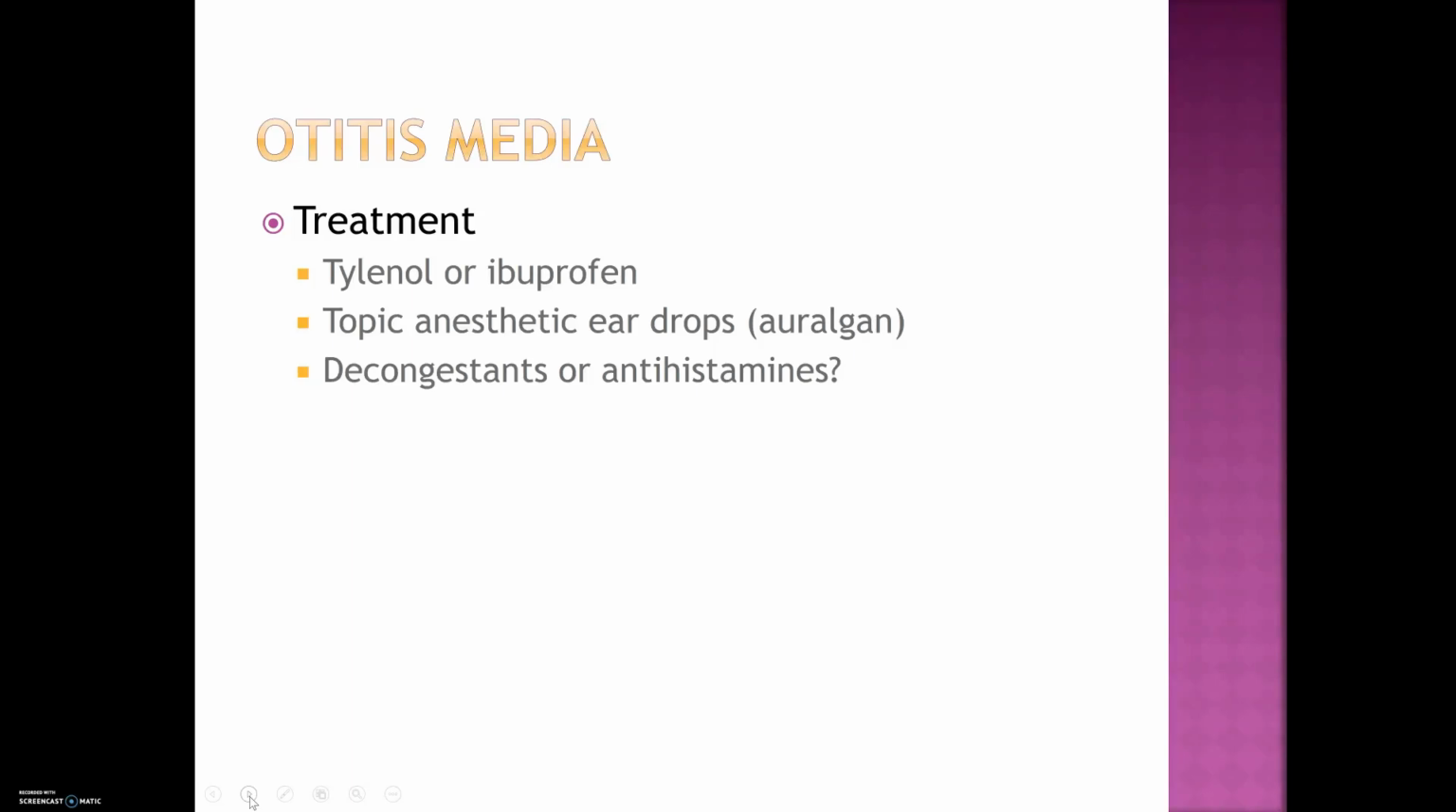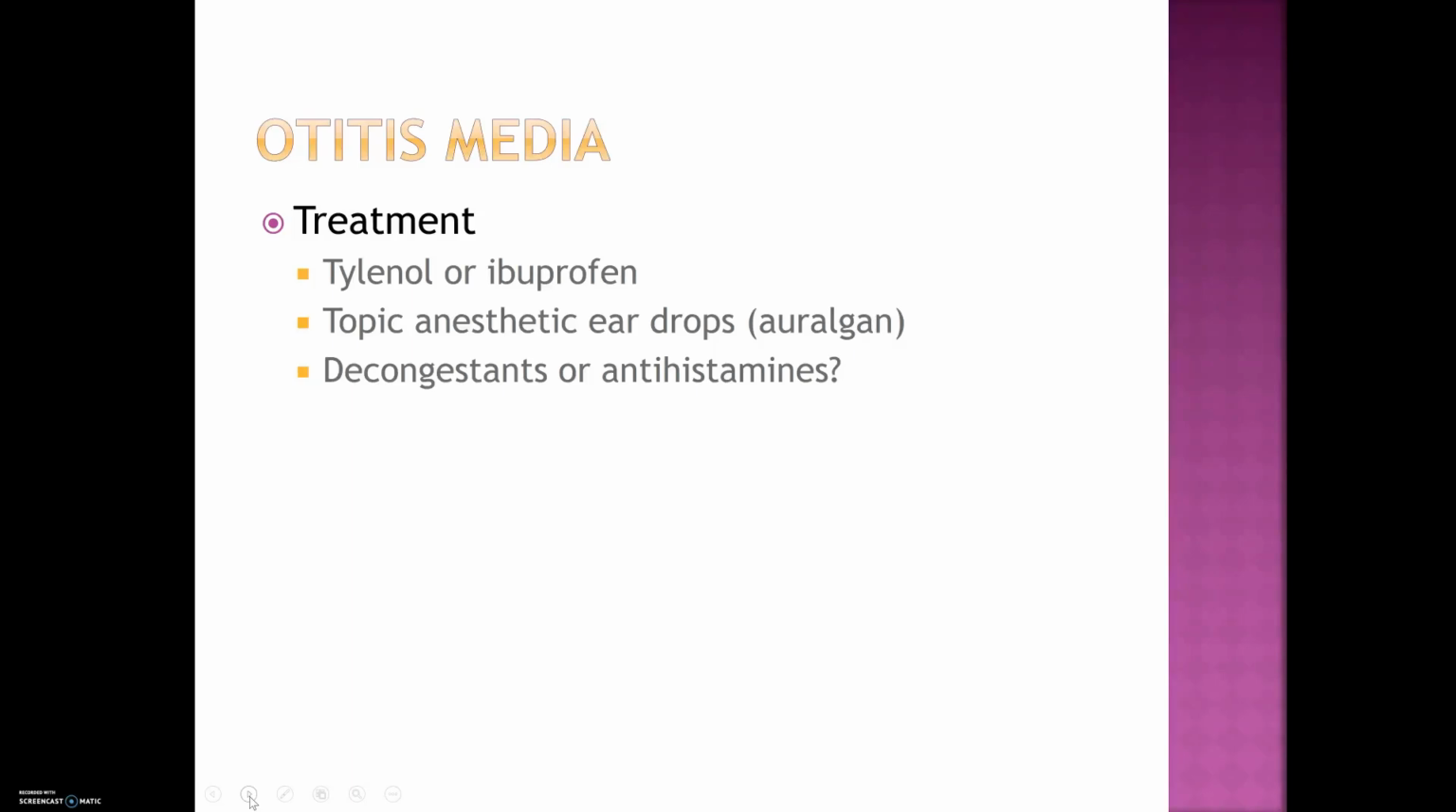You do not want to give decongestants or antihistamines. Neither have been proven to be effective. And actually, decongestants, if you give them to children young enough, have been known to cause abnormal heart arrhythmias. So you definitely don't want to do that.